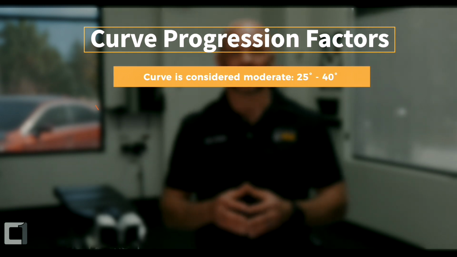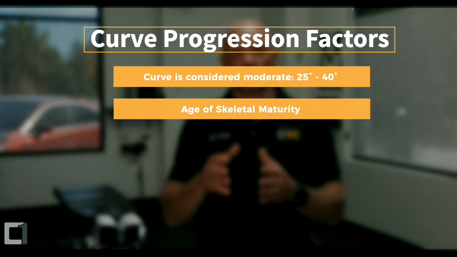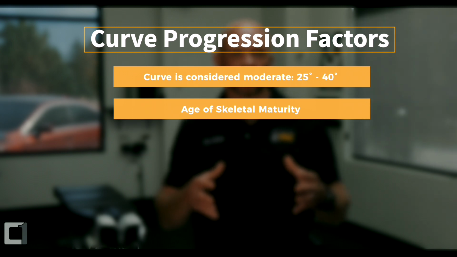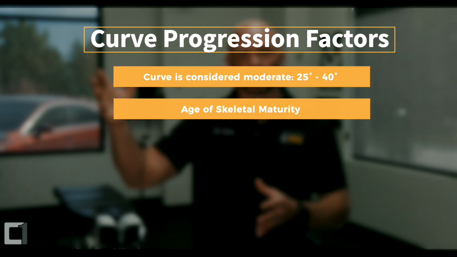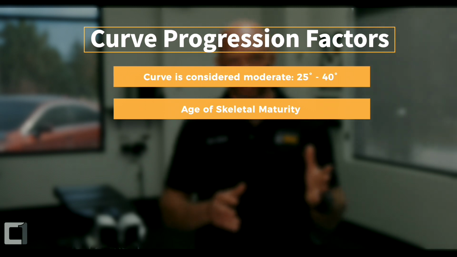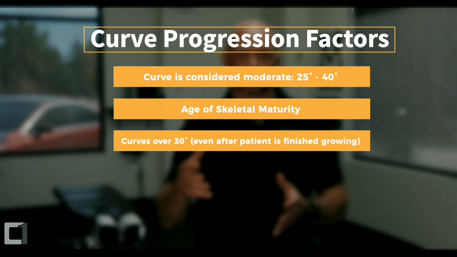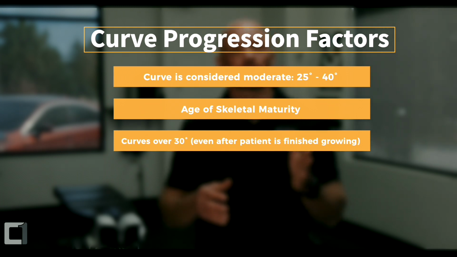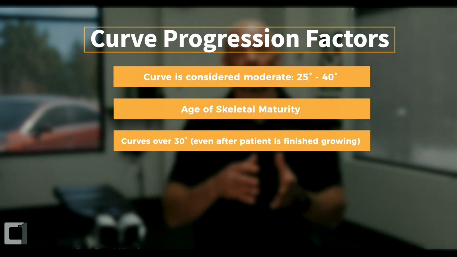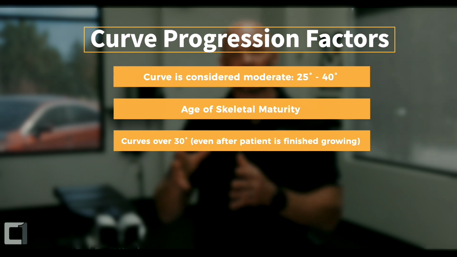We also look at the age of skeletal maturity. So the bigger that curve is and the more time of skeletal maturity left, meaning the more growth they have left, the higher the risk of progression. We also know when we start getting curves over 30 degrees, even after skeletal maturity, there's an increased risk of curve progression. So a curve over 30 degrees after someone is done growing still has a mild risk, maybe a moderate risk of curve progression, even in adulthood.